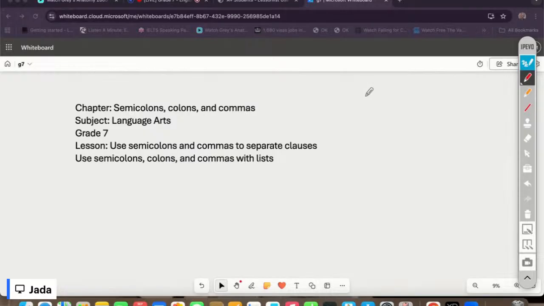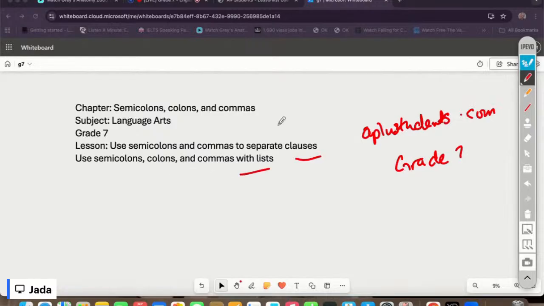Today we will have semicolons, colons, and commas. First, you have to log in using eplustudent.com. Click on it, move on to Language at grade 7. The chapter is semicolons, colons, and commas. The lessons will be: use semicolons and commas to separate clauses, and use semicolons, colons, and commas with lists.